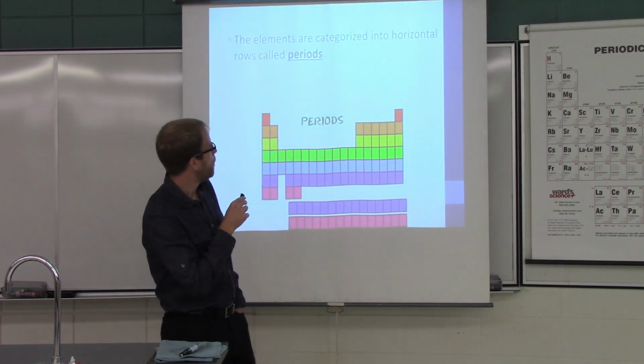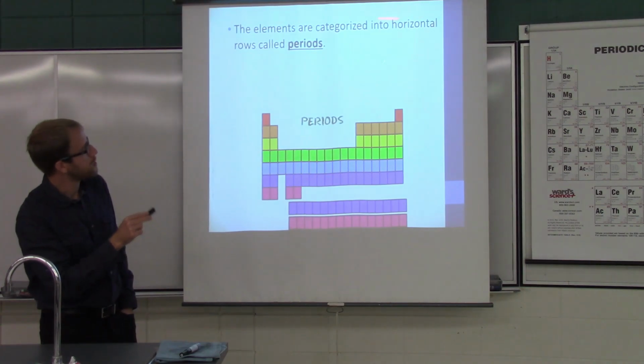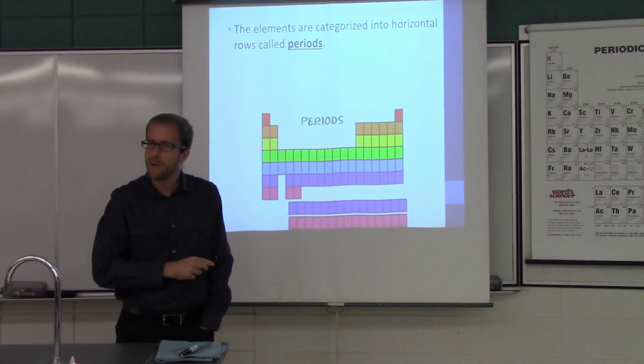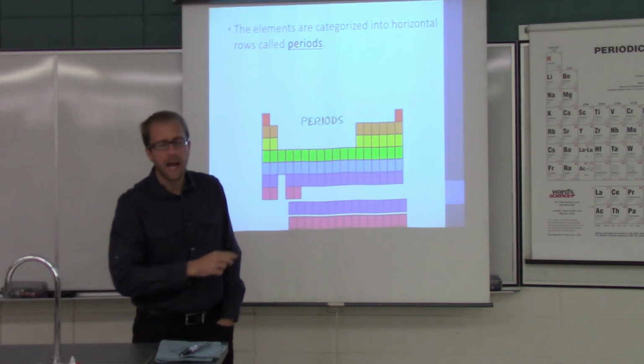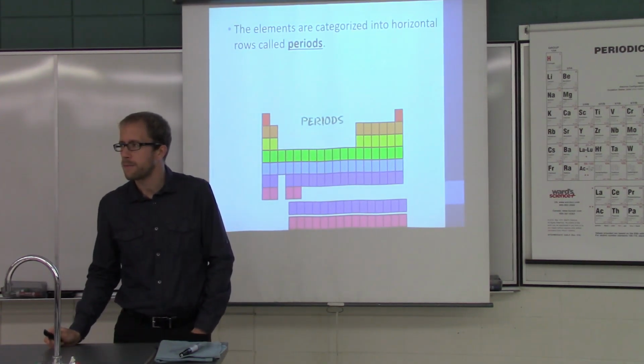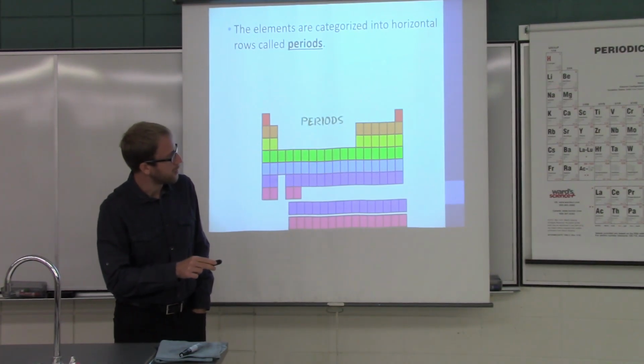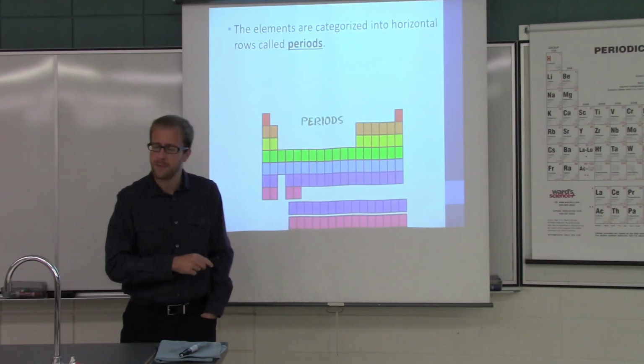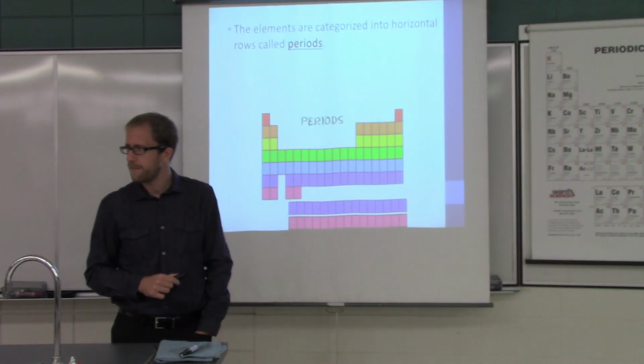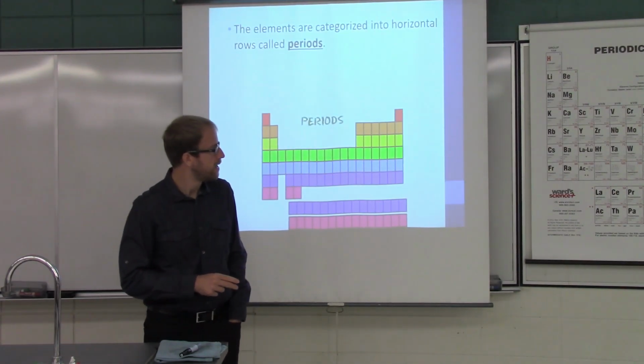Now, it's the horizontal rows. And if we look, our first period here, how many elements are in it? Now there's two, there's hydrogen and there's helium. What about in our second period? How many elements are in that one? There's 8. What about in our third?